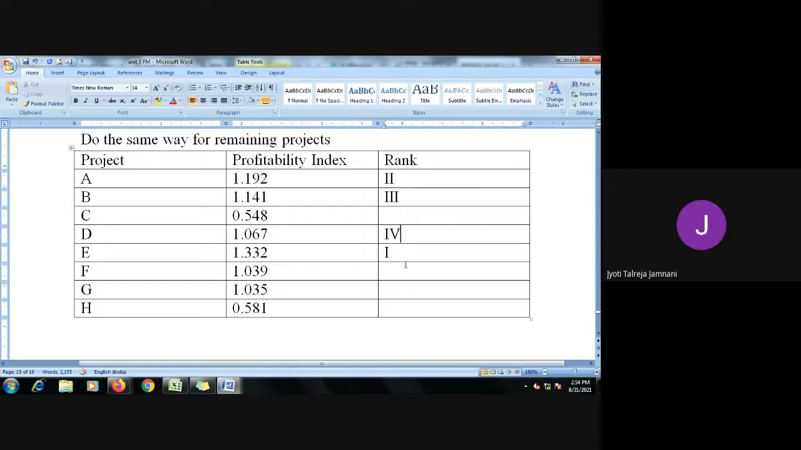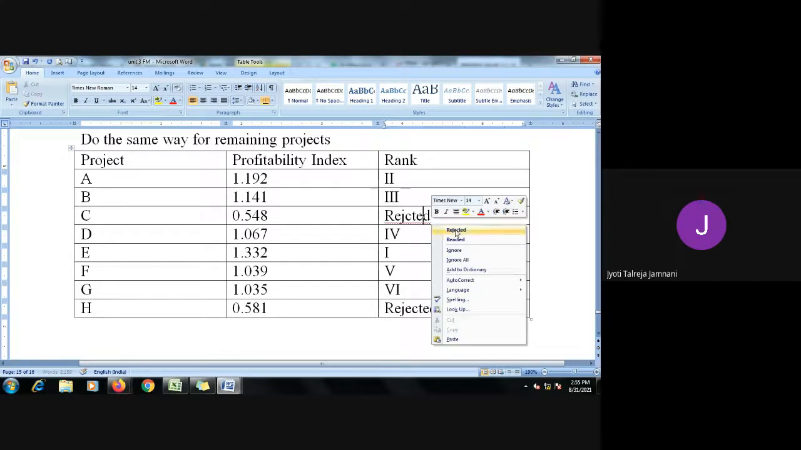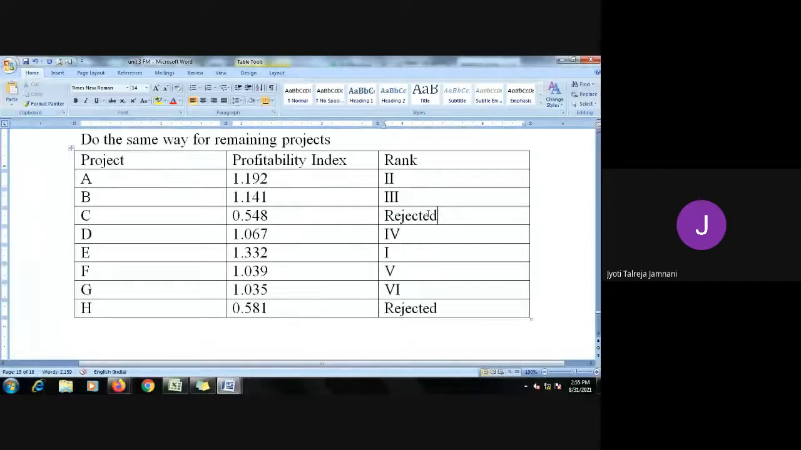Then you have 1.039, fifth rank. 1.035, sixth rank. Okay. Then if you see, project C and project H should be rejected because the value is less than 1. So we just write here rejected and rejected. Okay, why we are rejecting it? Because the values are less than 1. Whatever was more than 1, we have ranked it. Now the company can decide how they want to invest into the projects.